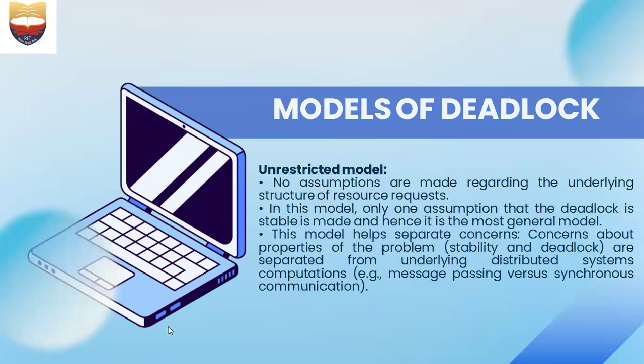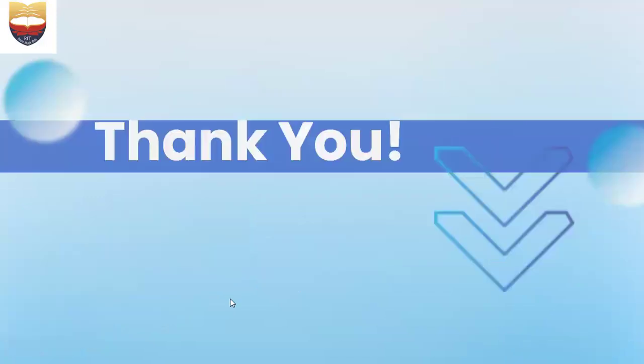Next one is unrestricted model. No assumptions are made regarding the underlying structure of resource request. In this model, only one assumption, that the deadlock is stable, is made, and hence it is the most general model. This model helps separate concerns about properties of the problem, that is, stability and deadlock, which are separated from underlying distributed systems computations. Example, message passing versus synchronous communication.